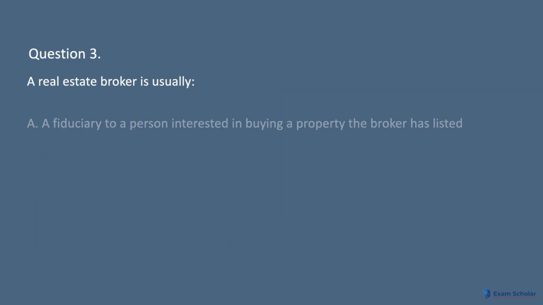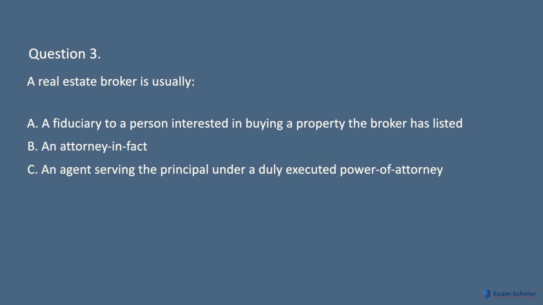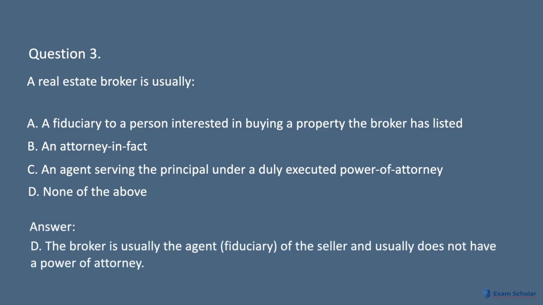Question 3. A real estate broker is usually A. A fiduciary to a person interested in buying a property the broker has listed. B. An attorney in fact. C. An agent serving the principal under a duly executed power of attorney. D. None of the above. Answer: D. The broker is usually the agent, fiduciary, of the seller and usually does not have a power of attorney.